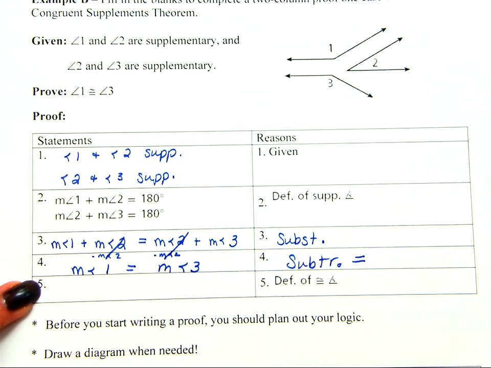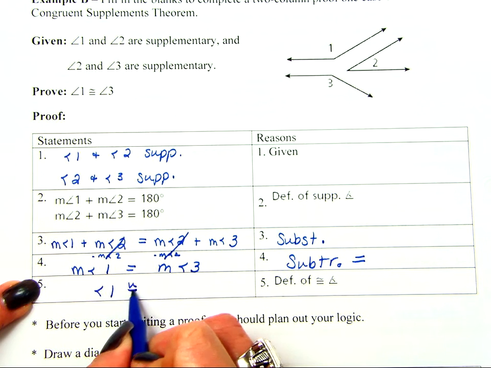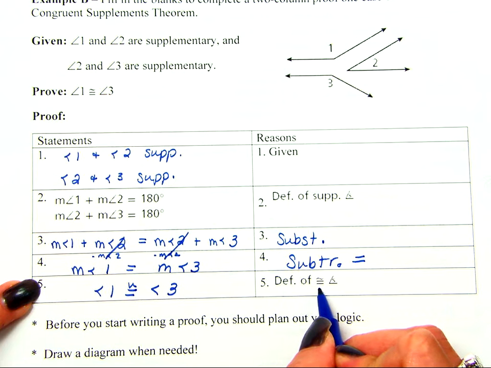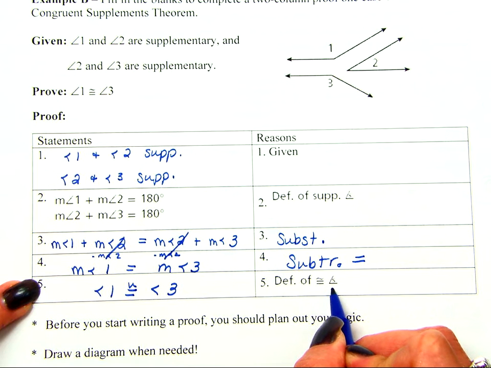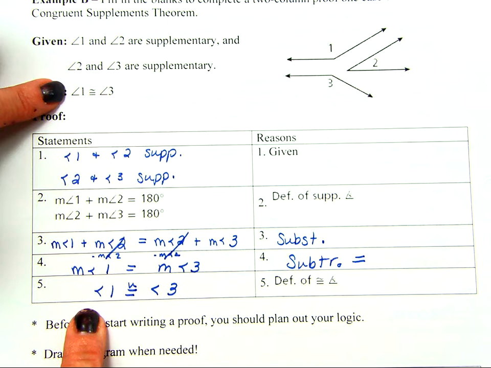And lastly, if my two angles have the same measure, then angle 1 must be congruent to angle 3. Having the same measure, meaning they're congruent, is the definition of congruent angles. And again, my last statement here should match up with what I am trying to prove. I should always end with that.